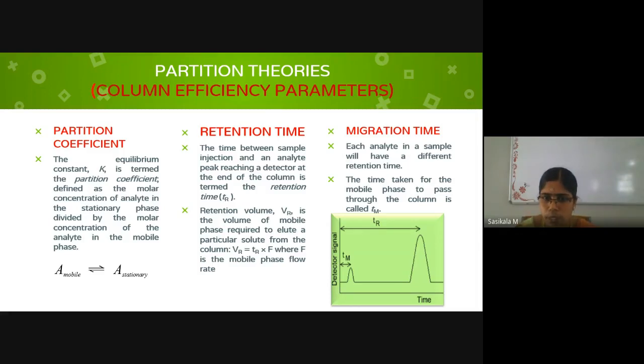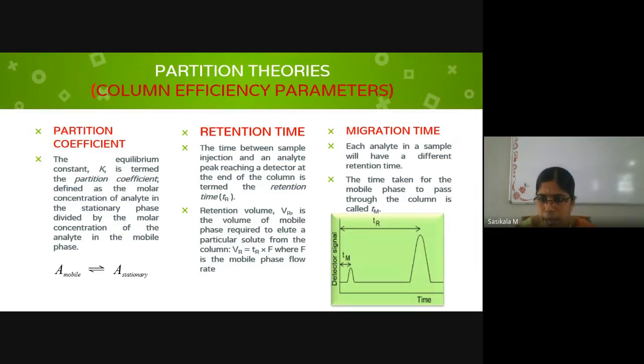So retention volume is nothing but retention time into flow rate. It is depending on the flow rate of the mobile phase. If you set 1 ml per minute for 5 minutes, then it has consumed more; if you set 1.1 ml per minute, then it is less mobile phase for 5 minutes. So retention volume is retention time into flow rate, where F is the mobile phase flow rate. The unit of F is milliliter per minute, and retention time is in minutes.